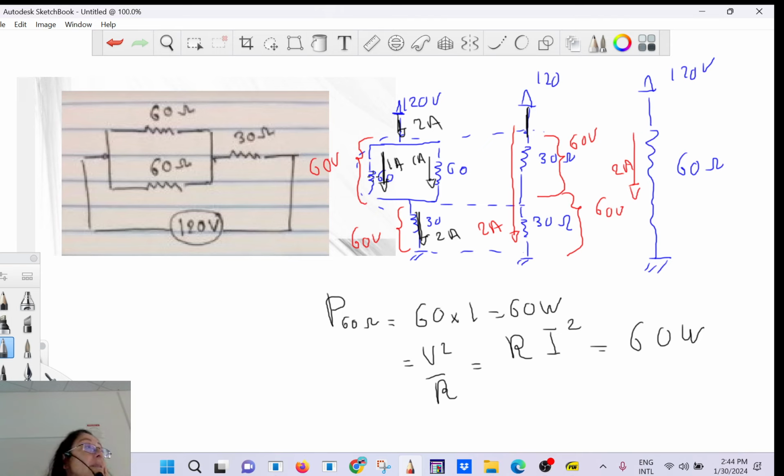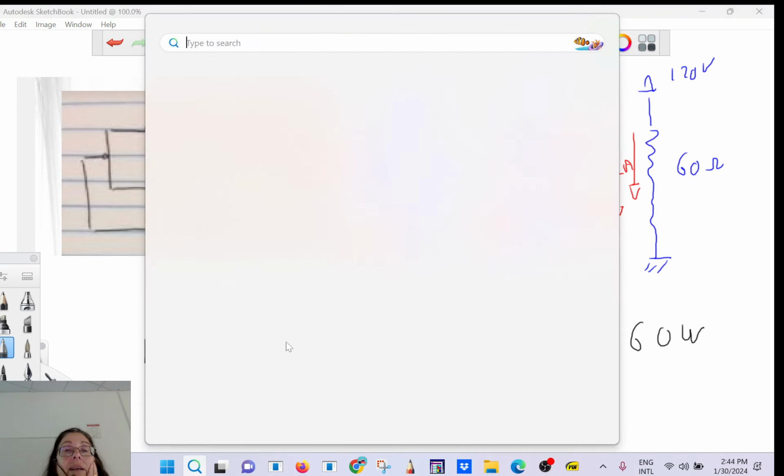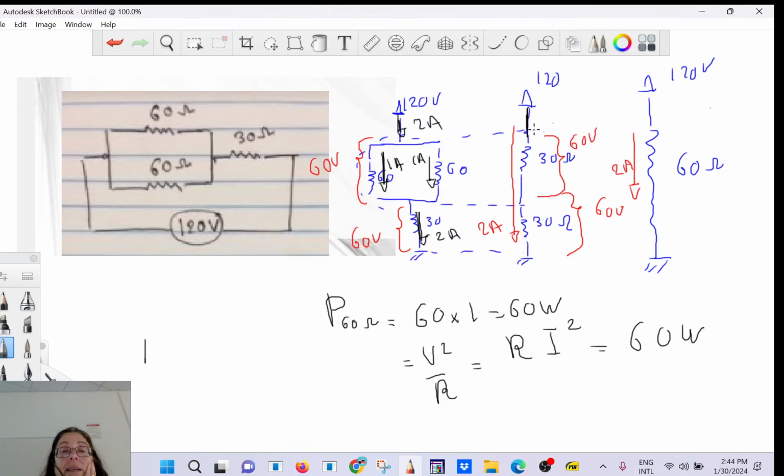60 watts. 60 watt by this one. How much is by the other one? How much power consumed by this one? So same, right? So you have this one is 60 watts. This one is what? So it's 60 watts. This one has an appetite for 60 watts. How much is this one?